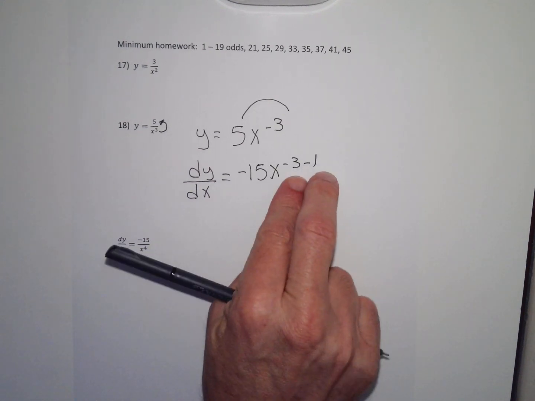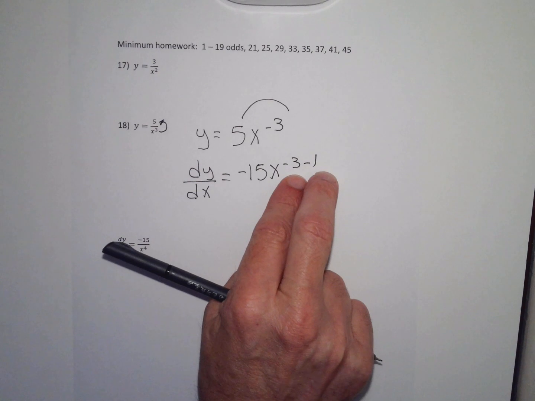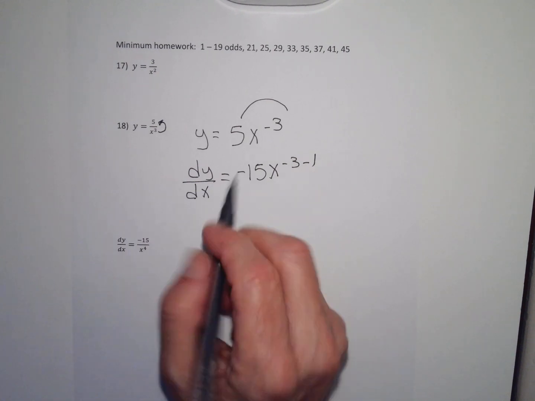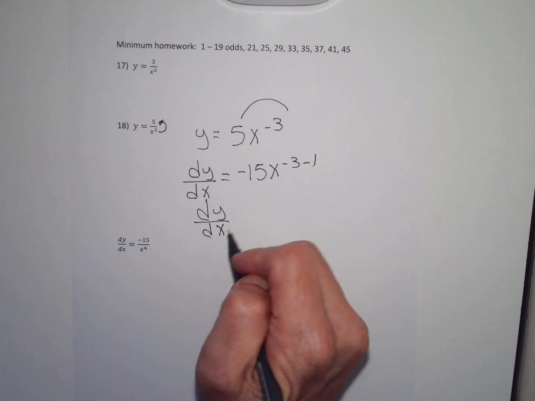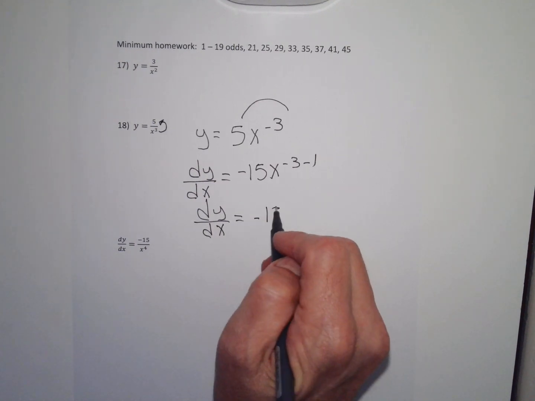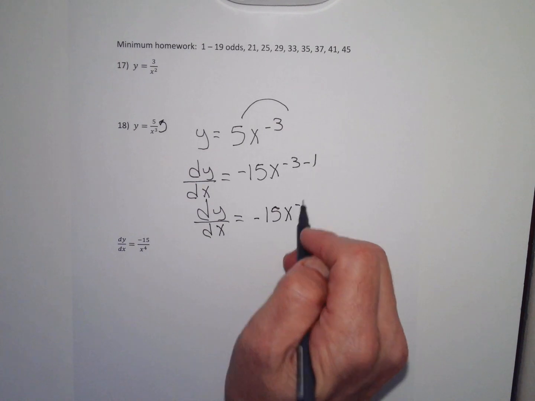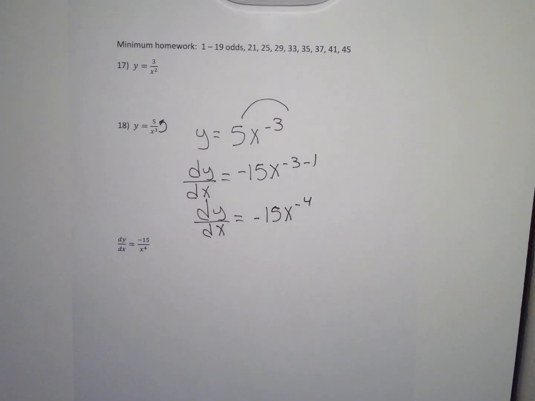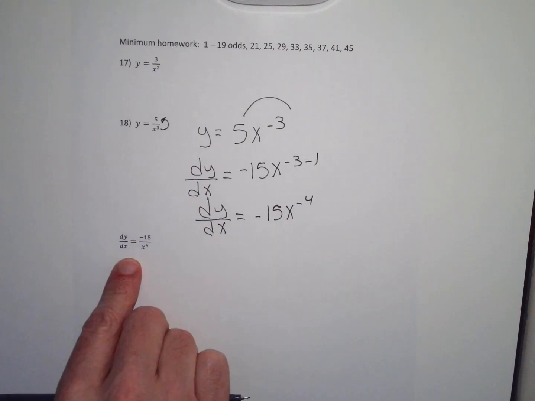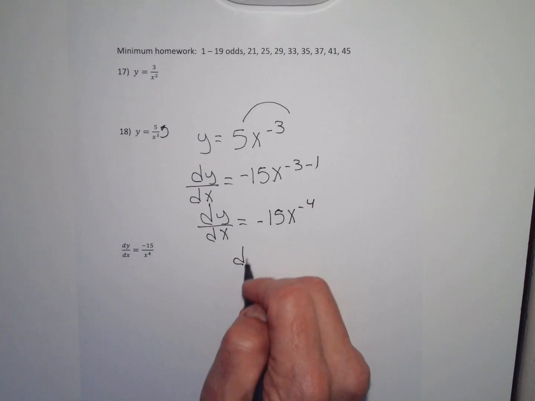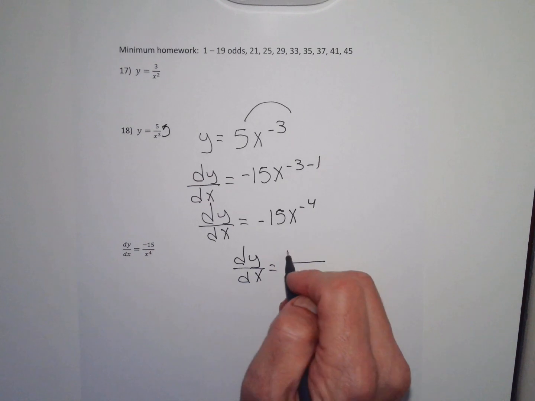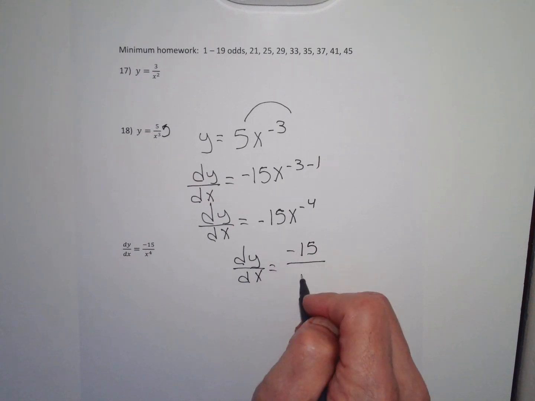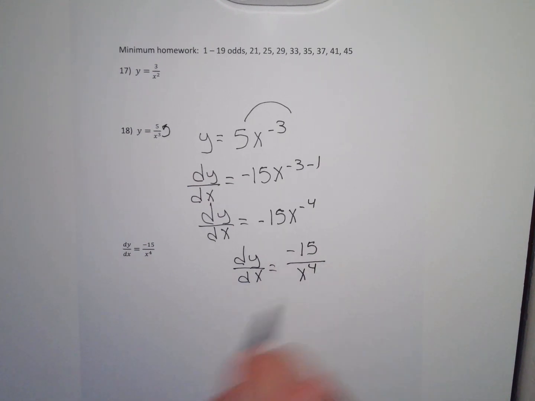And negative 3 minus 1, because both those numbers are negative, is going to give me negative 4. I'll add the numbers and make them negative. So this is going to give me the derivative is negative 15x to the negative 4th. We usually don't leave negative exponents or fraction exponents in our answers, so I'm going to make this into that by creating a fraction, moving the x down to the denominator of the fraction and leaving the negative 15 up in the numerator. And when I move the x down, it gets a positive exponent.